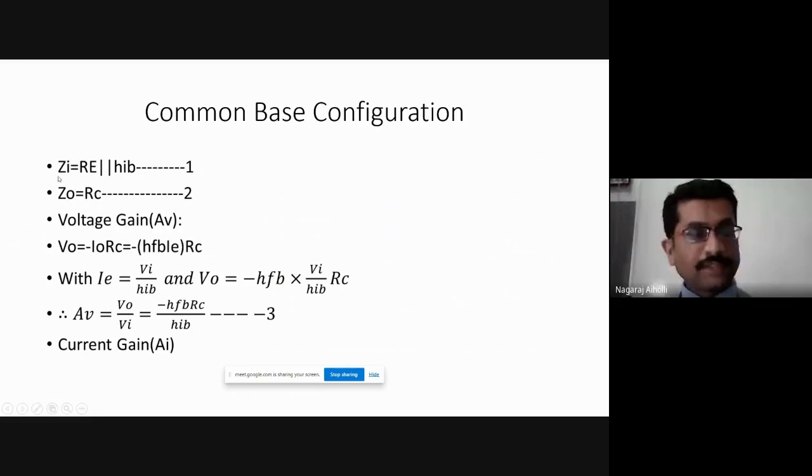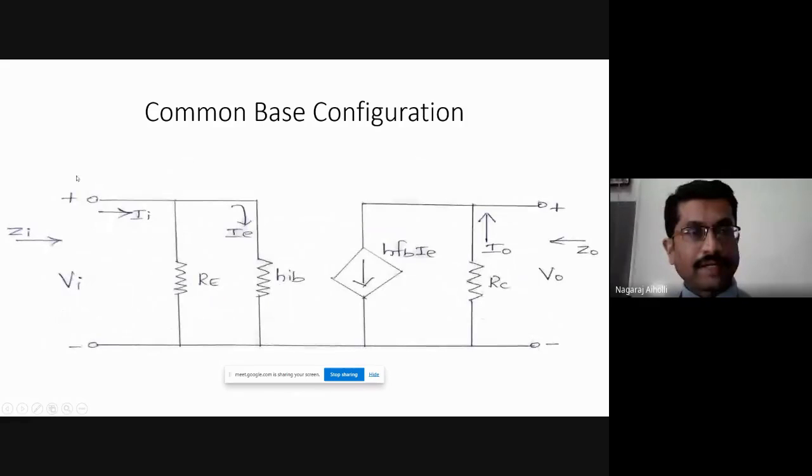Then the first one is input impedance Zi. What is the input impedance Zi? This is the impedance which is seen from the input terminal, that is between positive and negative of the input side, looking from this end. The arrow is showing the direction from where we are seeing. That end, how much is the impedance? That is the input impedance.